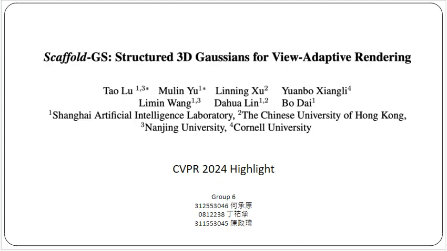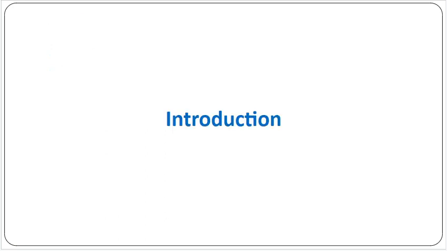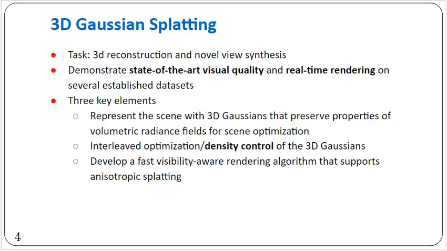For this course final project, we chose Scaffold-GS: Structured 3D Gaussians for View-Adaptive Rendering as the selected paper, and this paper is from this year's CVPR. For today's outline, we have the introduction, method, experiment, ablation studies, which stand for our experiment, and the final conclusion. Now let's get to the introduction part.